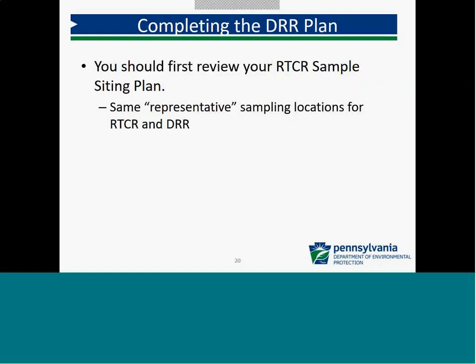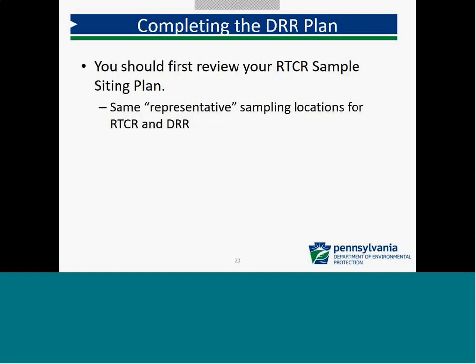Okay, so stepping back then and thinking about your own plan and completing this DRR plan. Well, the first step, and I keep mentioning the overlap with the RTCR and how it's an addendum to it. So the first step is to review your RTCR sample siting plan. Remember, you're using those same sampling locations as a start. Every time you're sampling for coliforms, you're sampling under the DRR rule as well.